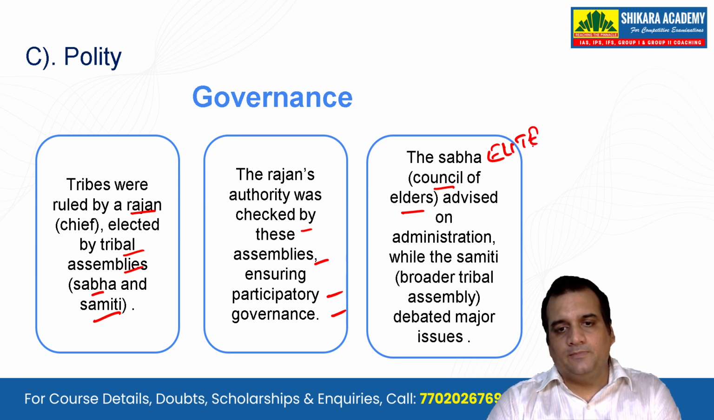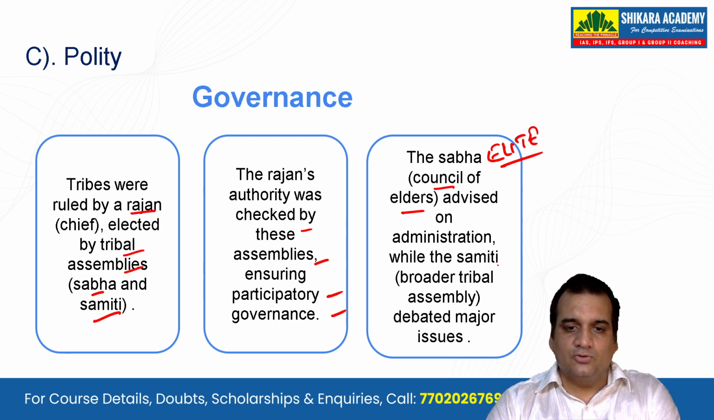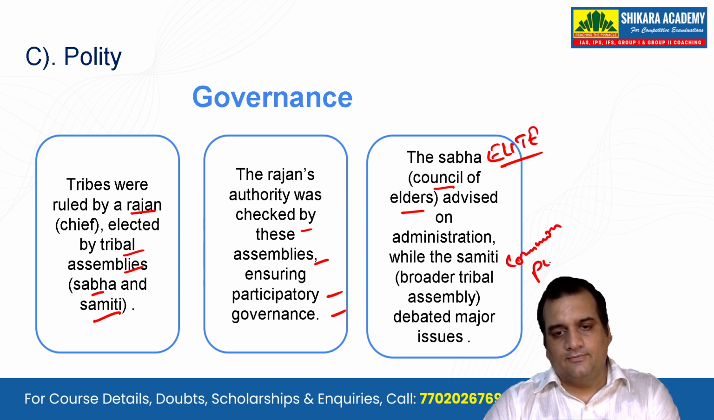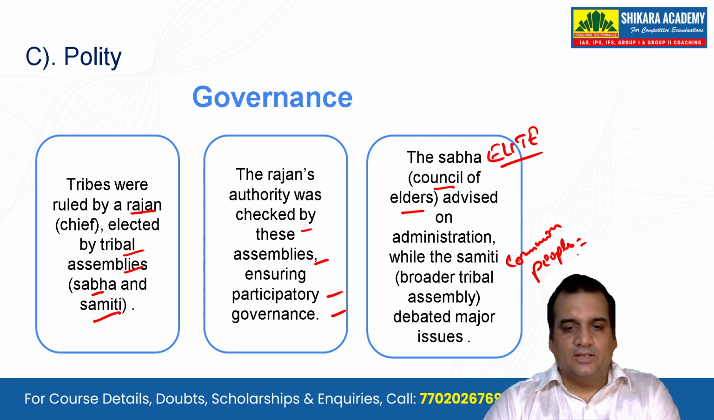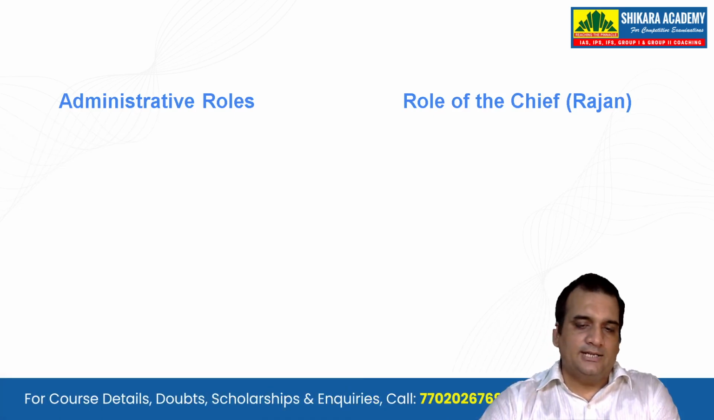Okay, elite people coming together, that was the Sabha, which advised on administration. And the Samiti? What was this Samiti? The common people coming together and sitting. So that was the Samiti, the broader tribal assembly that debated major issues. Okay, so this was part of the administrative roles.